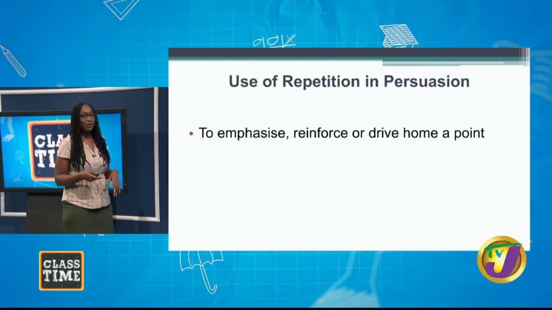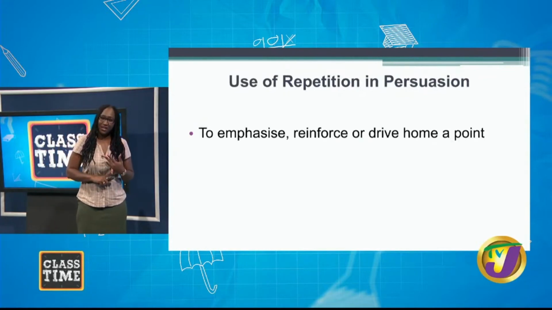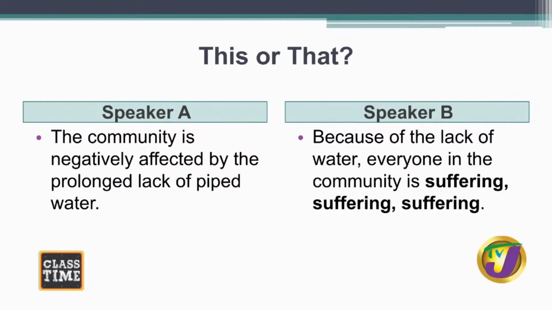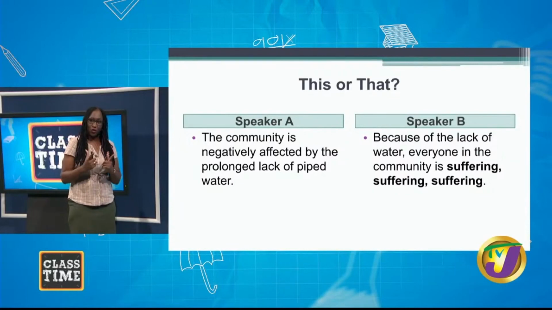And the use now, you're always told it's used to emphasize, to reinforce, to drive home a point. So speaker A says, the community is negatively affected by the prolonged lack of piped water. But look at how speaker B puts it. Because of the lack of water, everyone in the community is suffering, suffering, suffering. So we have repeated the word suffering for emphasis to show the extent to which these people are not feeling at all like they're on top of the world right now. So that's one way to use repetition.